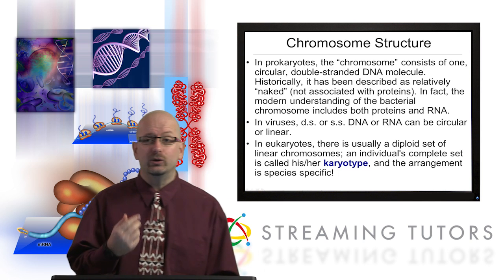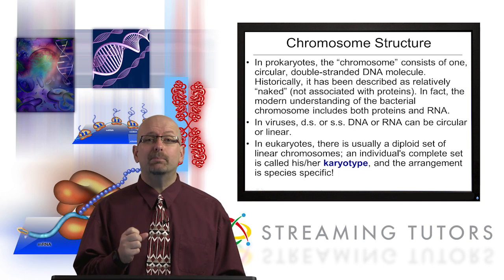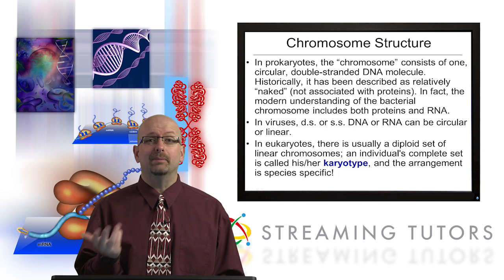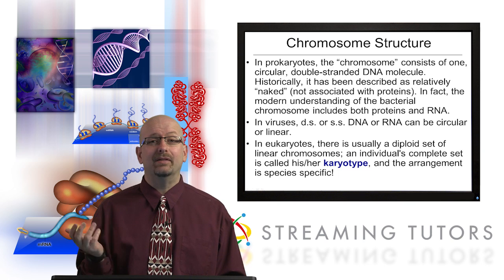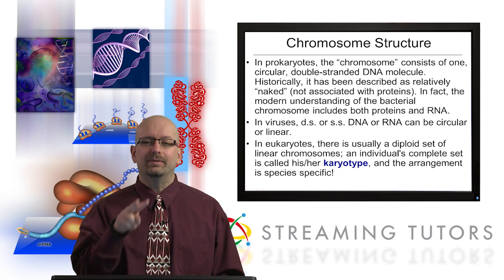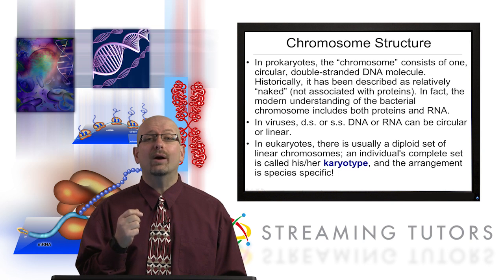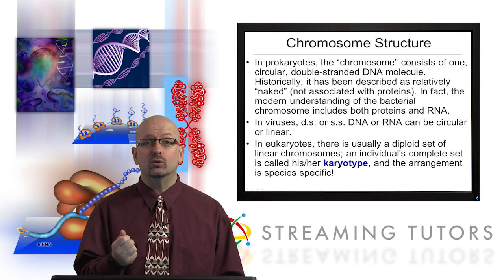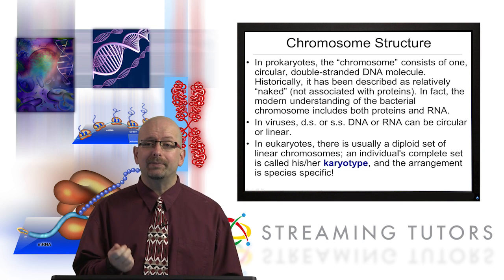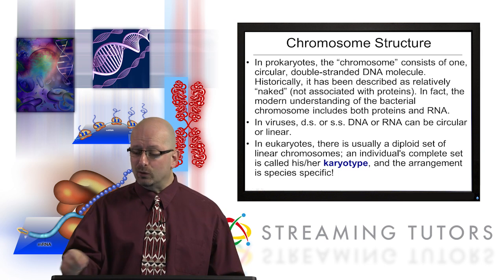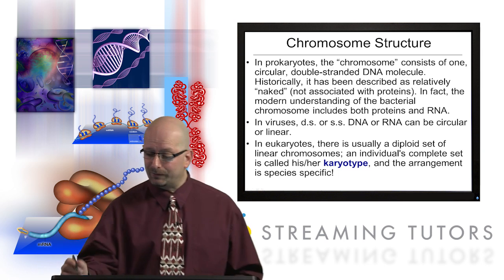So in eukaryotes, there is a diploid set, meaning the chromosomes are always in pairs. The actual number is not that relevant. It can be anywhere from 2 to in the hundreds. But they're in pairs and they're linear. And if we wanted to look at, say, a human individual's chromosomes, we literally can do that. An individual's complete set is referred to as a karyotype. And the arrangement is species specific.